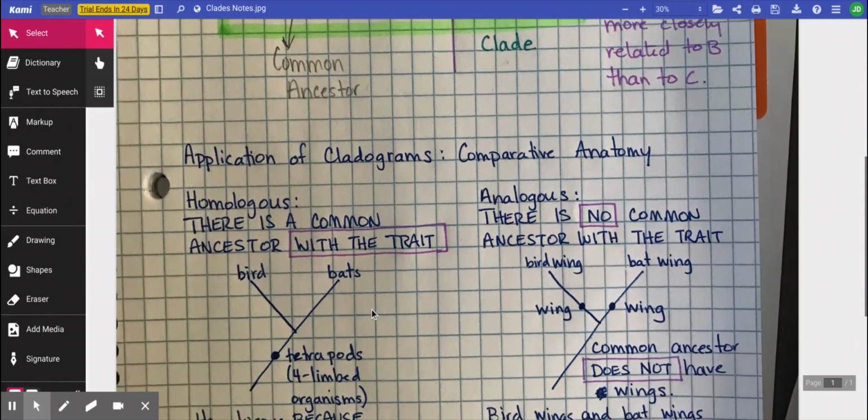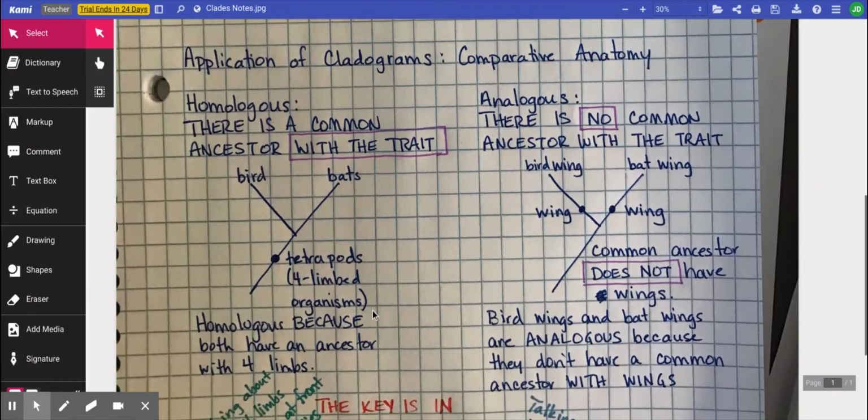Well, we're going to move down here a little bit farther in our notes, and we're going to look at what the application of a cladogram is. And mostly that is to look at comparative anatomy. So looking at comparative anatomy brings in what we've learned about fossils, and it brings in what we've learned specifically about comparative anatomy in the discussions we've had in class.